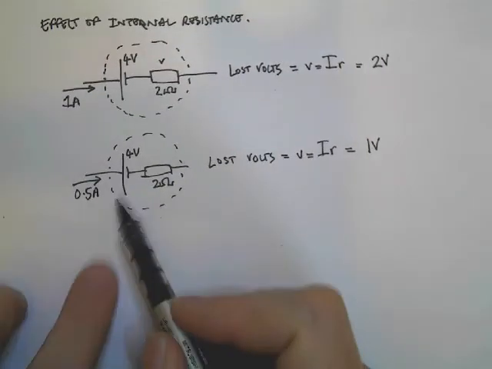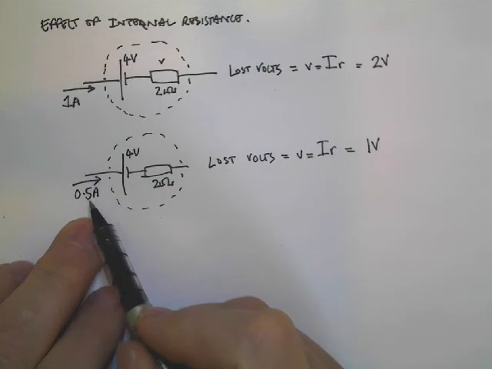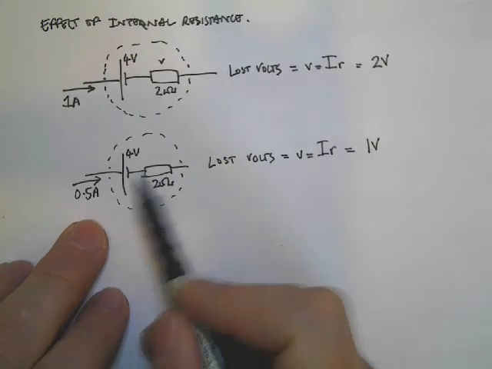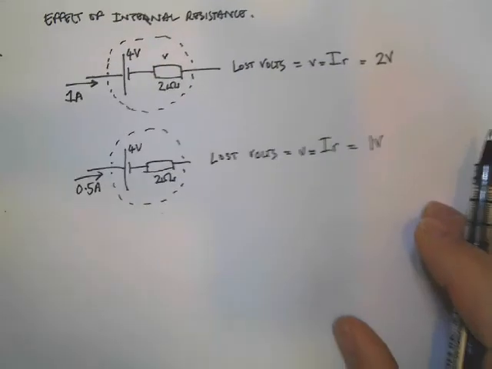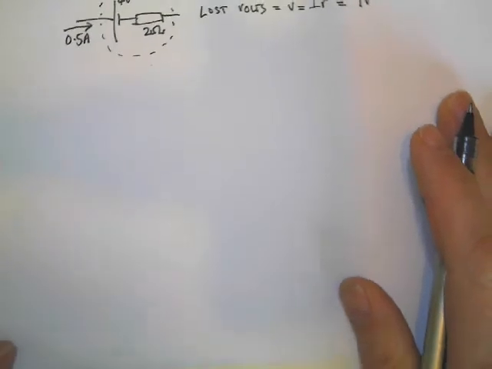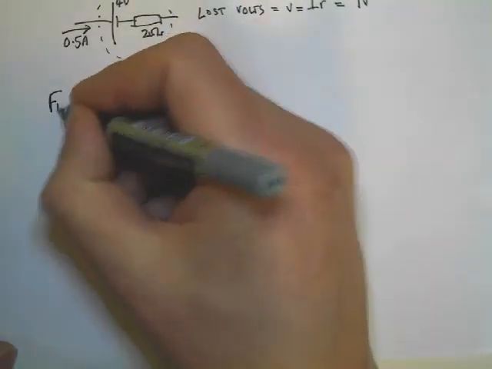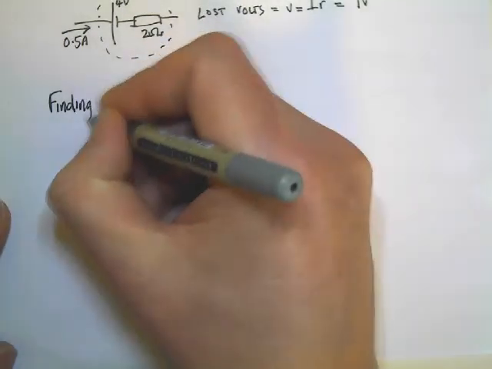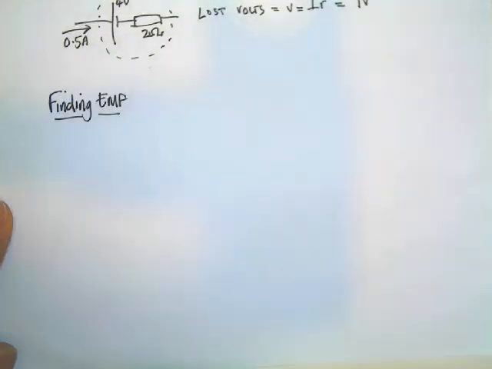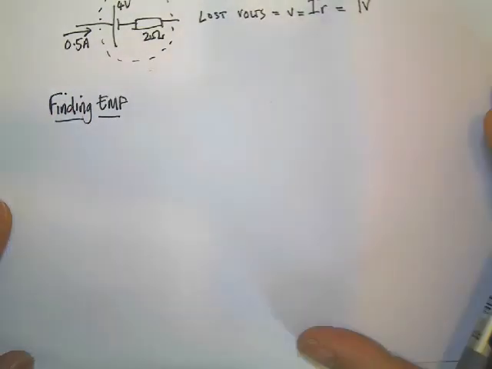So we can also use another idea now to think to ourselves, well, could we use this to figure out what the EMF of the cell actually is? And the answer is yes. And this is one of the ways, and there are 2 ways that you'll have to know, for finding an EMF.